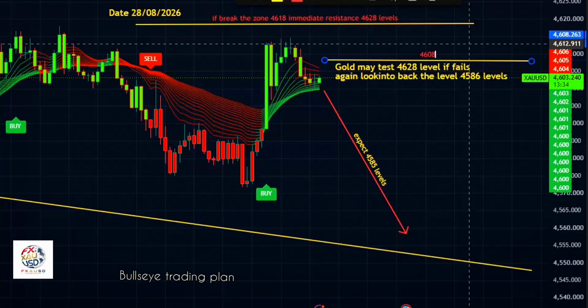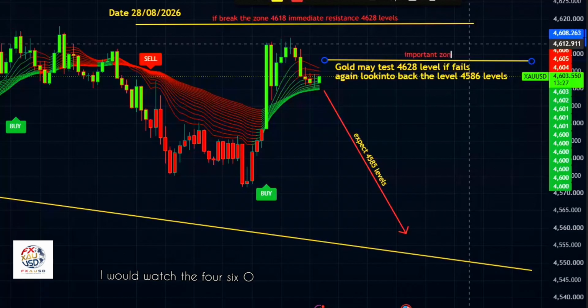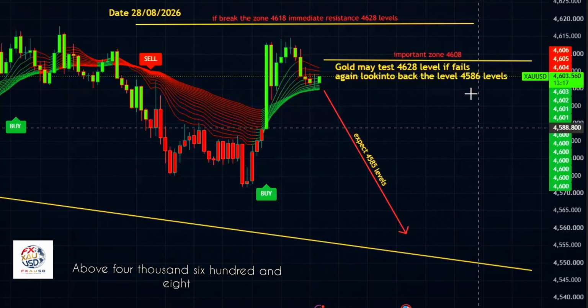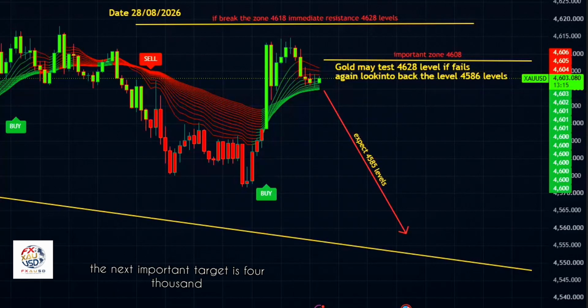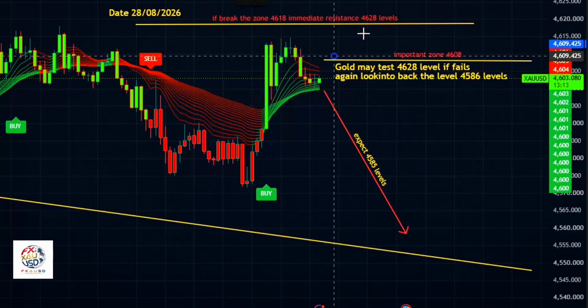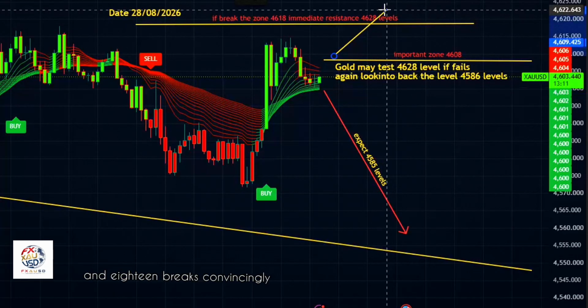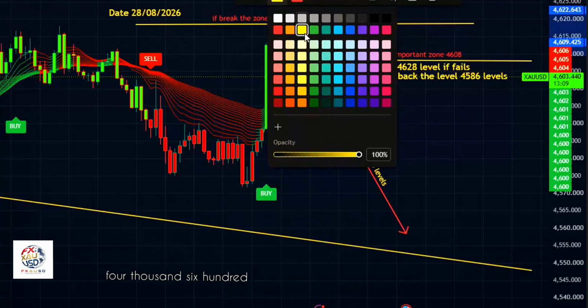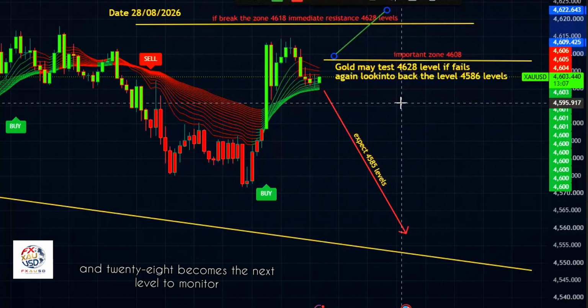Trading plan. So, what is my plan after the London session? My preference is to remain patient. I would watch the 4,600-4,602 zone very carefully. If price holds this area and buyers regain momentum, I will look for confirmation above 4,608. Above 4,608, the next important target is 4,618. And if 4,618 breaks convincingly, 4,628 becomes the next level to monitor.